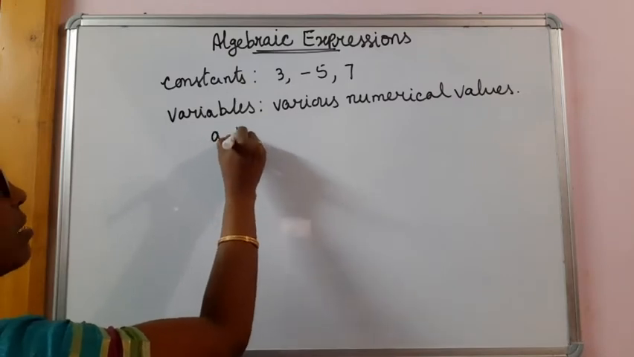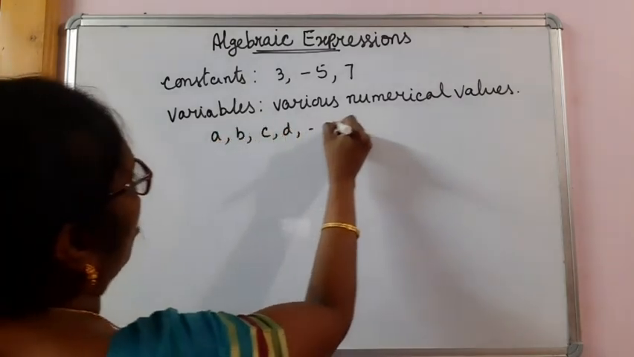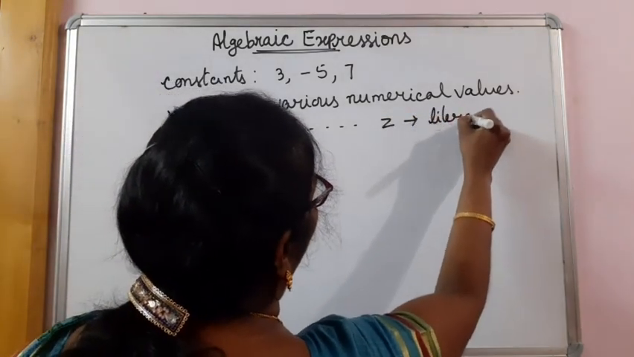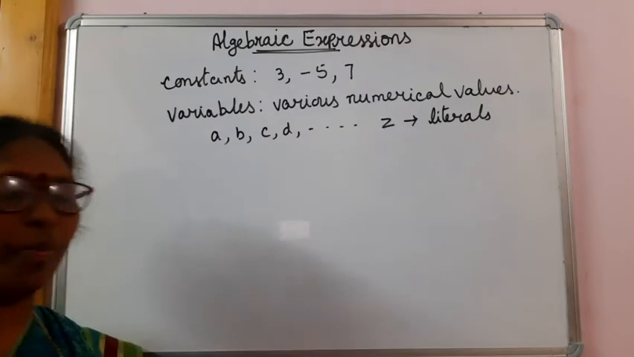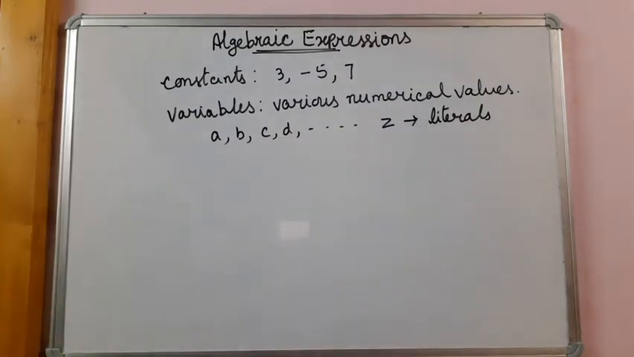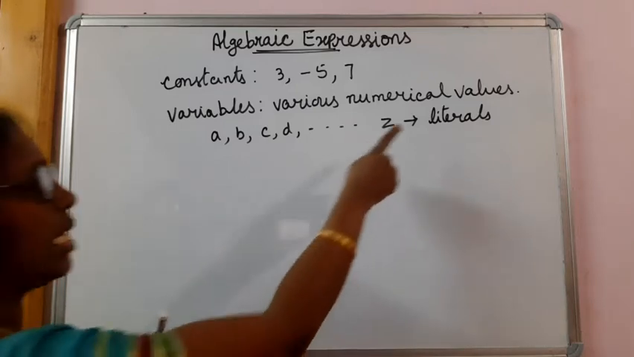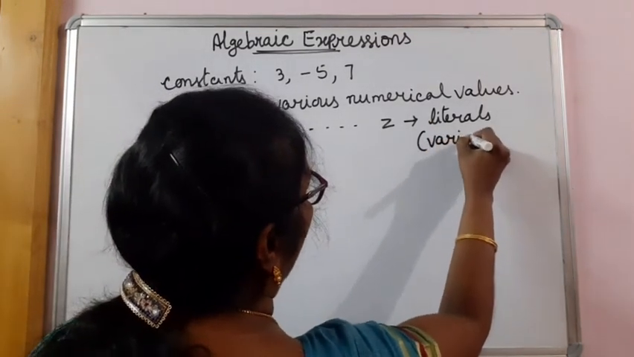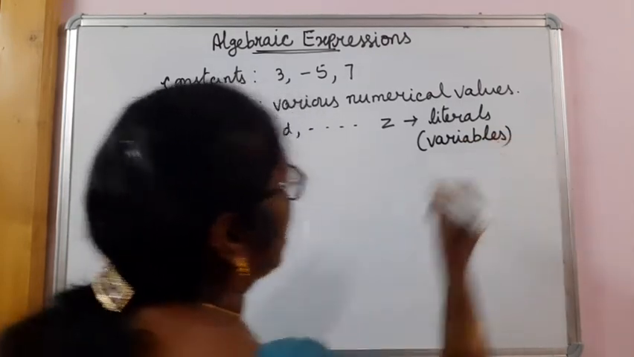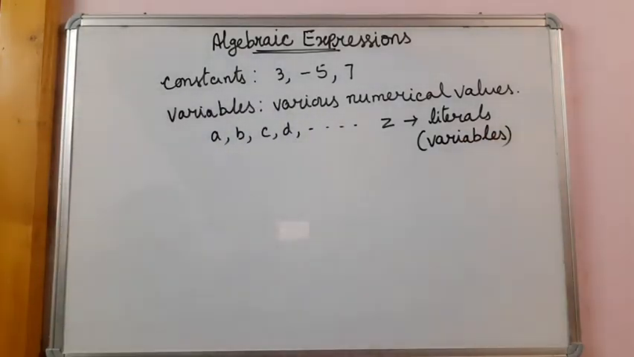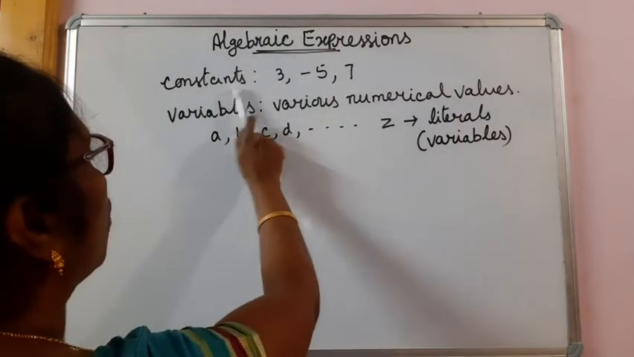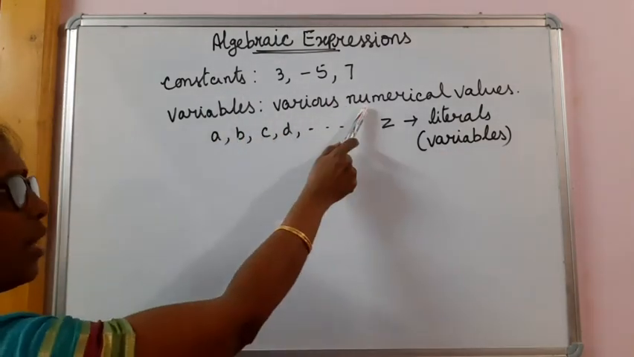We use them as A, B, C, D up to Z, and these are said to be literals. Literals we usually use in algebra, and we say them as variables. By now I think it is clear to you what are constants and what are variables.